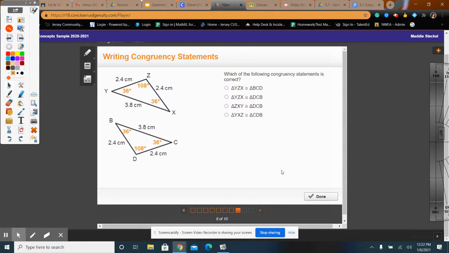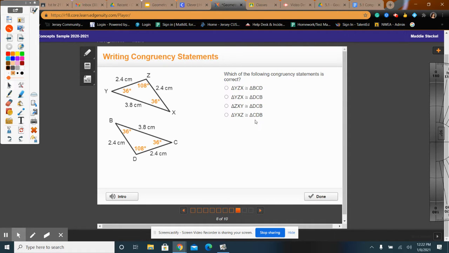Which of the congruency statements must be correct? All right, let's see if we can do the matching here. Y, Z, X. Well, does Y match with B? Y matches with C. So we need to find one that has Y matching with C. So let's see what we can do here. Y match with D? No. Y match with B? No. Oh, here it is. Look, Y and C.